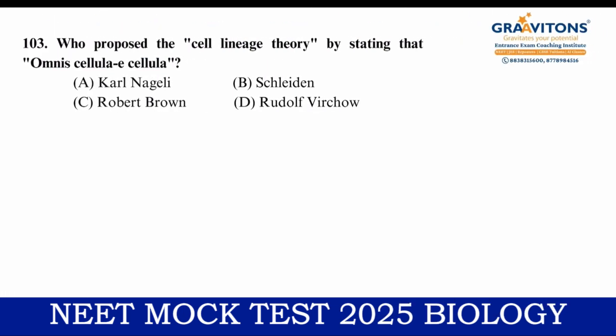Next one. Who proposed cell lineage theory by stating that omnis cellula e cellula? This means that new cells can arise only from pre-existing cells. That is the meaning of this theory, and it is proposed by Rudolf Virchow. Alright. Next question.